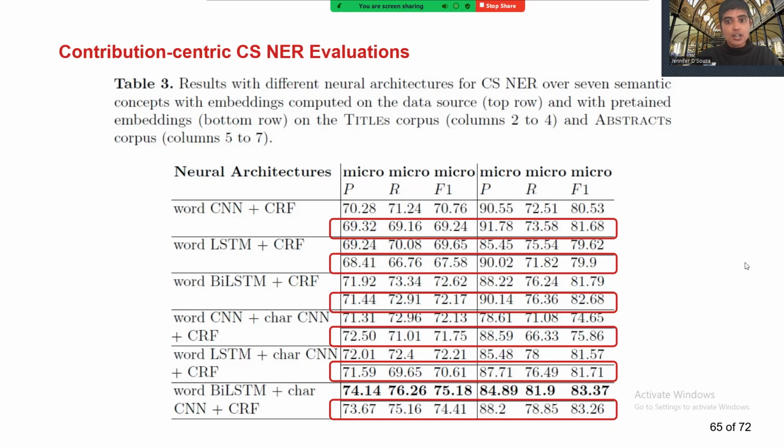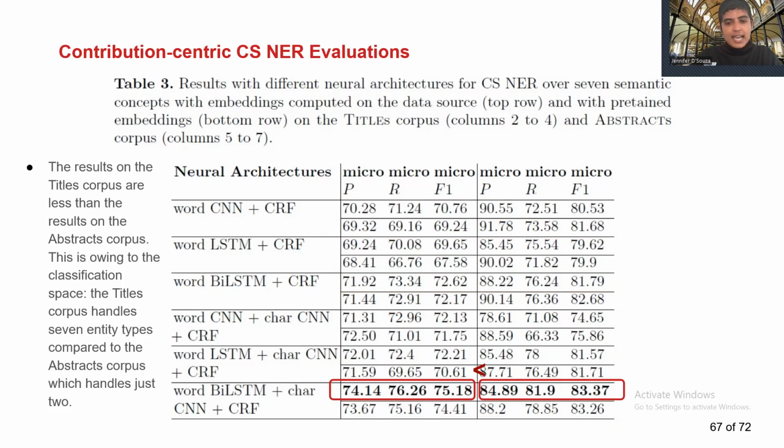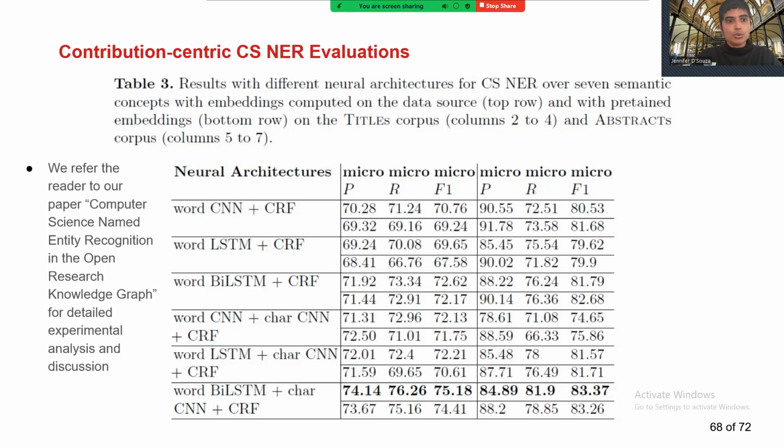Specifically, we leveraged GloVe. So the best results from the state-of-the-art architecture, with all the components relying on word embeddings computed on the CS-NER corpus and not from the generic domain GloVe embeddings. We see that the results on the titles corpus are lesser than the results on the abstracts corpus. This is owing to the classification space. Note that the titles corpus handles 7 entity types, which is a relatively more complex space compared to the abstracts corpus, which handles just 2.